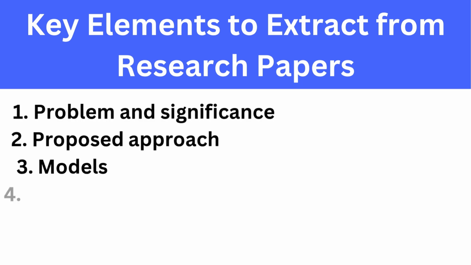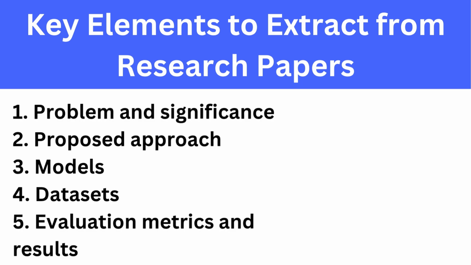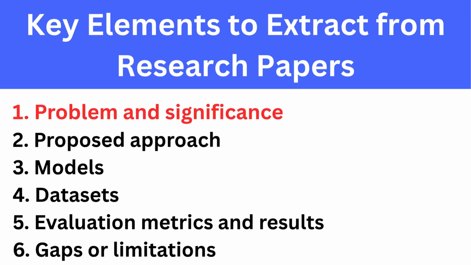For machine learning or deep learning based research, there are usually 5 to 6 key points you should always focus on: problem and significance, proposed approach, machine learning or deep learning models, datasets, evaluation metrics and results, and gaps or the limitations. Start by identifying the problem and its significance, which tells you what issue the study addresses and why it matters in the real world or scientific context.